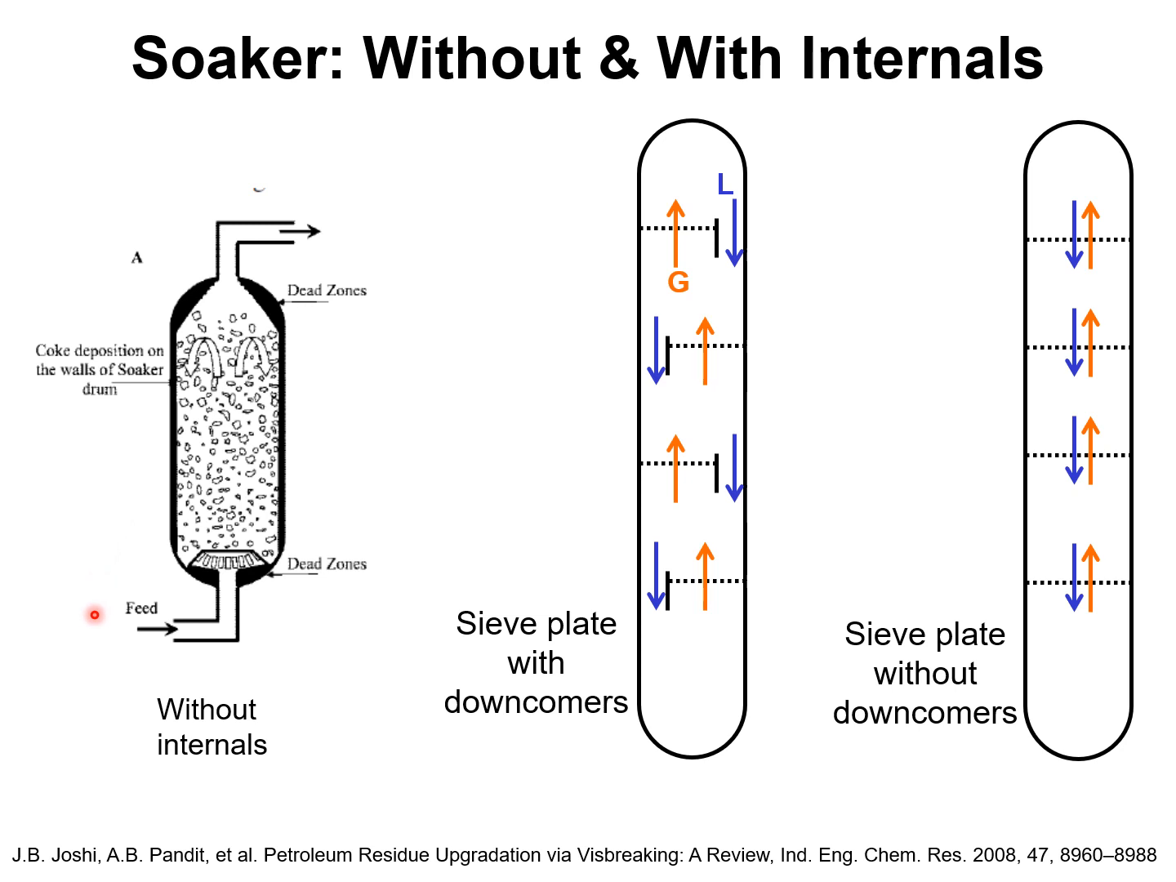The early designs of the soaker vessel consisted of an empty drum, as shown here. The two-phase mixture emerging from the furnace enters the drum and flows through the soaker vessel. The gas liquid hydrodynamics in this column corresponds to that encountered in a bubble column operating in the turbulent regime.